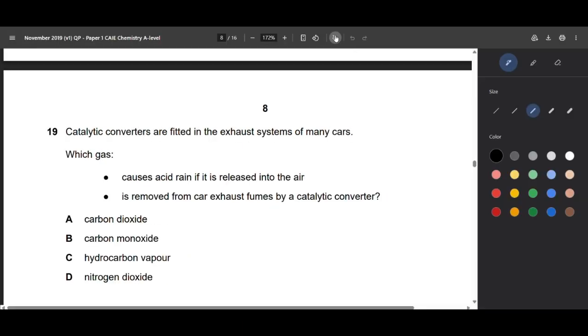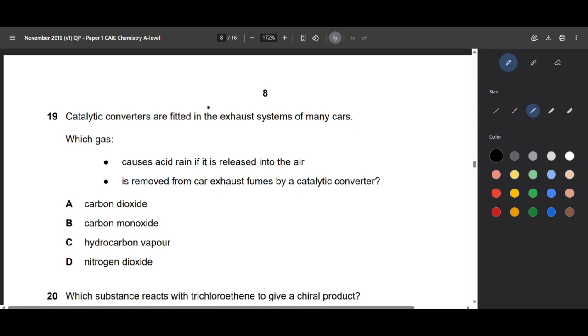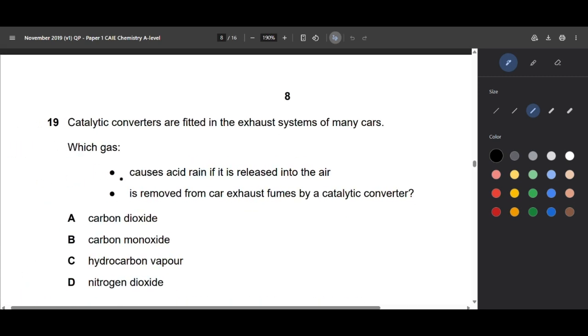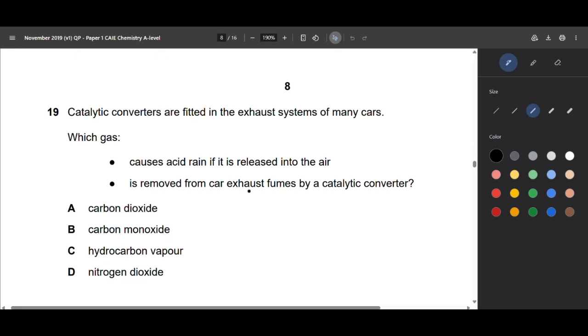Okay, question number 12. Catalytic converters are fitted in the exhaust system of a car. Which gas can cause acid rain if it is released into the air, and can also be removed from exhaust fumes by a catalytic converter? It is given that the options are carbon dioxide, carbon monoxide, hydrocarbon vapor, and nitrogen dioxide.